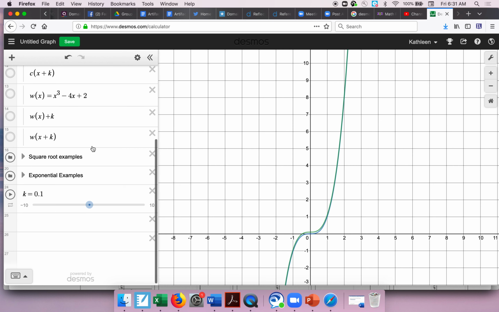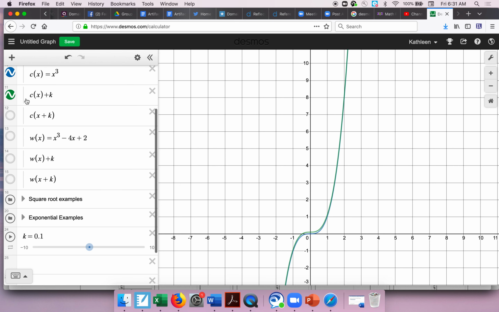Okay, that's on the outside. All of a sudden we put the k on the inside. It's going to move them left to right. Okay, k is positive, it moves left. K is negative, it moves right. Usually the easy point to look at is right here, this inflection point. But 1, 1's a pretty easy point to look at too.